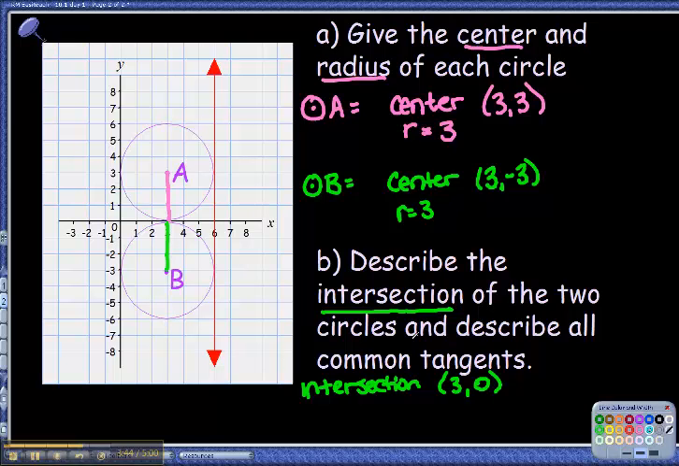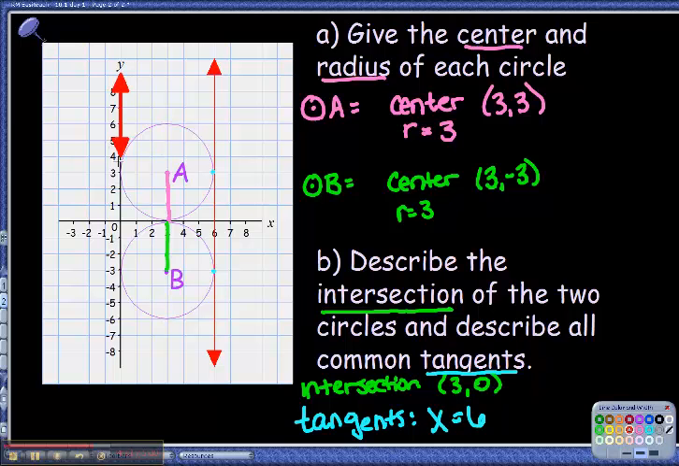And they also ask us to describe all of the common tangents. So let's take a look here. There's one tangent line that's already drawn in for us. This red line does intersect both circles at just one point. The equation of that line, because we're talking about describing a line, we want to list its equation. We notice that it is a vertical line, so we're thinking x equals. It's x equals 6.